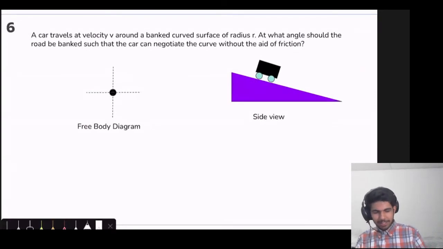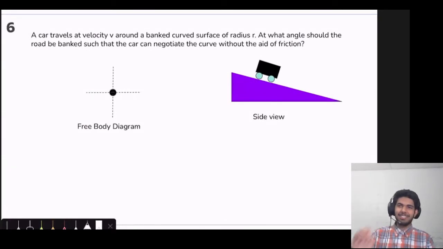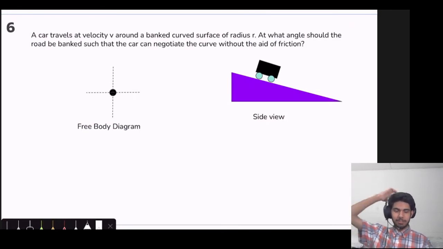Okay, so now we have some beautiful diagrams. So first, let's read the question. We have a car traveling with velocity v around a banked curved surface of radius r. So there's that word that we learned at the beginning. And now it's saying, at what angle should the road be banked such that the car can negotiate the curve without the aid of friction? So that's just saying that the car should be able to safely travel along this banked surface and not have to worry about flying off because of friction or whatever.